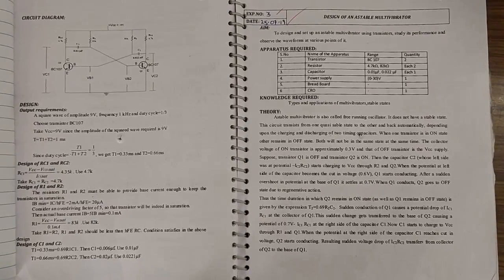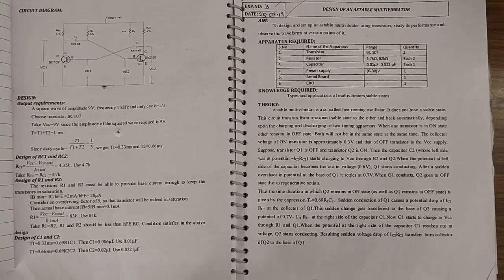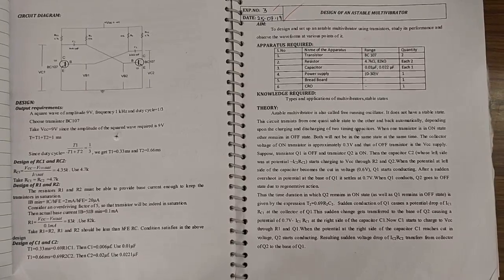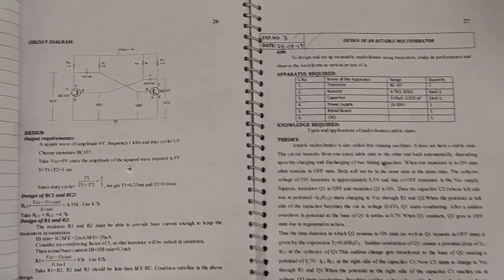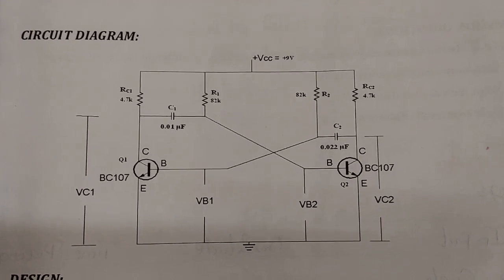In this video, we are going to discuss the design of an astable multivibrator circuit using BJT. In the previous videos, we have discussed the monostable multivibrator using 555 timer IC and op-amp. In the same way, we are going to do it using BJT circuits. So you can see the circuit diagram.